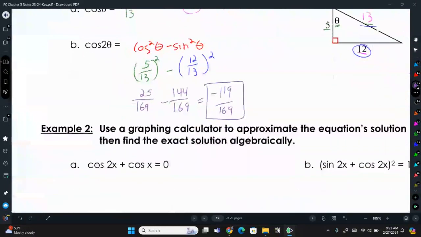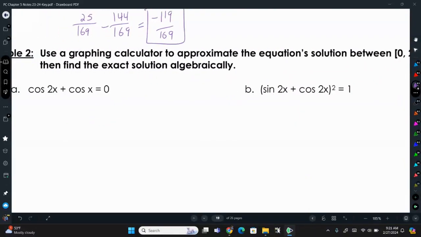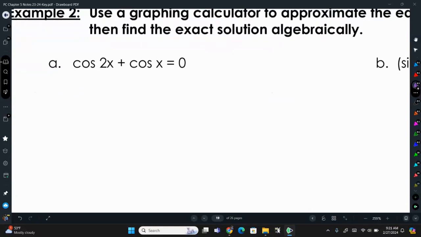So example 2, use a graphing calculator to approximate the equation solution between 0 and 2 pi, then find the exact solution algebraically. Well, I think we did enough practice with the graphing calculator, so we're going to solve these algebraically. Now, we can't just rewrite this as a single term right now. We can't combine that because this is 2x and that's x. So we must have the same angle.